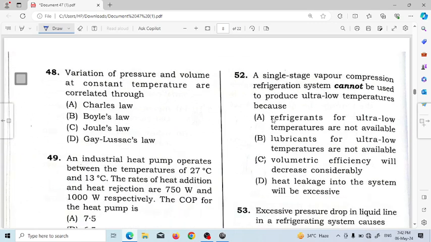Next, question number 48. Variation of pressure and volume at constant temperature are correlated through. So here, given constant temperature, variation of pressure and volume, this is Boyle's law. Charles law is at constant pressure; Boyle's law is at constant temperature. So option B is the correct answer.